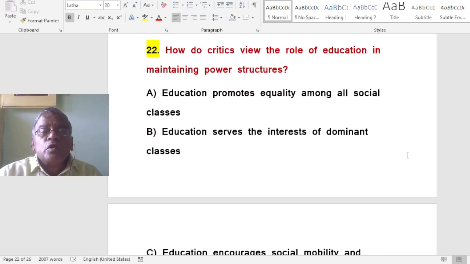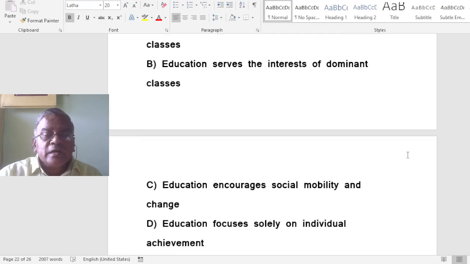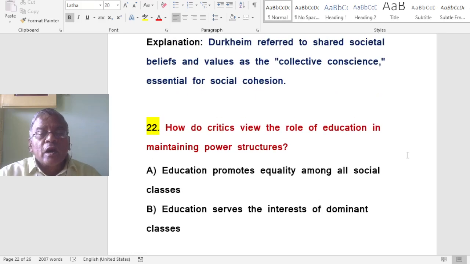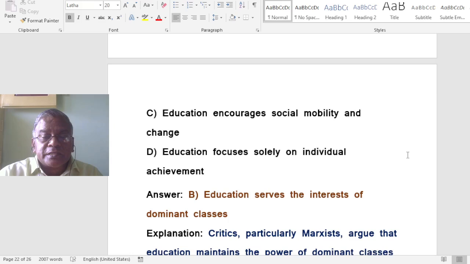How do critics view the role of education in maintaining power structures? Education promotes equality among all social classes. Education serves the interest of dominant classes. Education encourages social mobility and change. Education focuses solely on individual achievement. How do critics view the role of education in maintaining power structures?